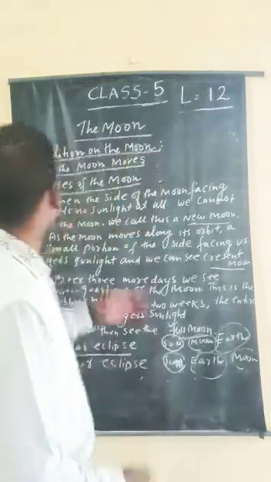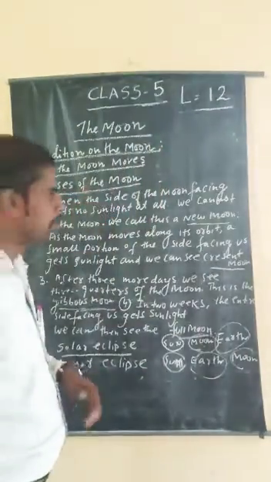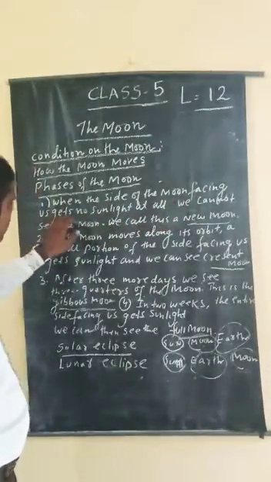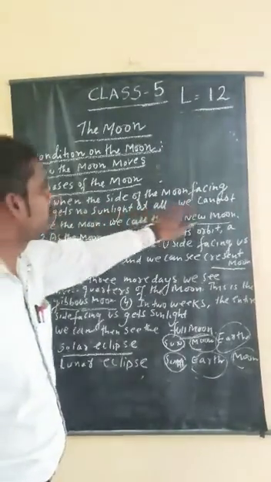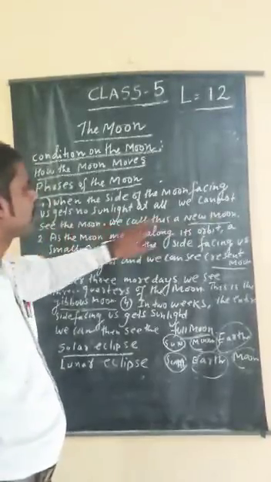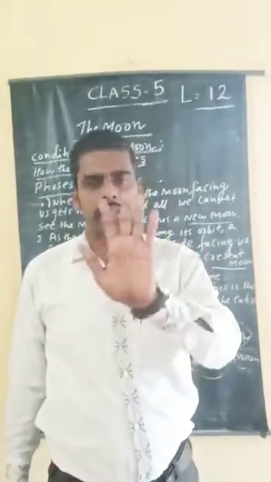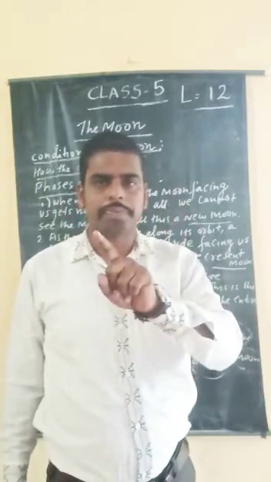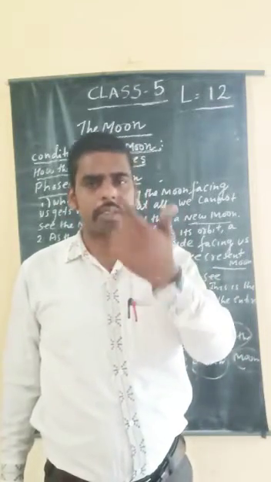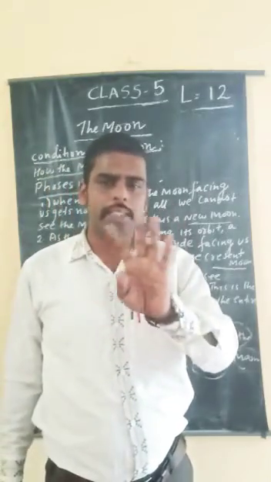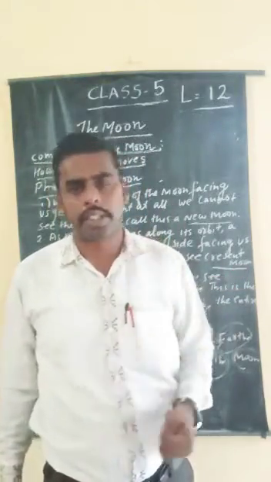Now come to the next topic, the phases of the moon. When the side of the moon facing us gets no sunlight at all, we cannot see the moon. We call this a new moon. Consider the earth, which also gets light from the sun. And the moon has three phases.